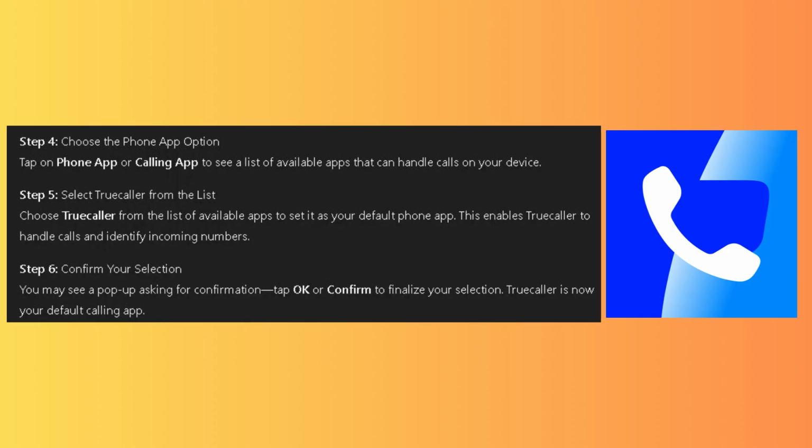Confirm your selection. When you see a pop-up asking for confirmation, click OK or Confirm to finalize your selection. Truecaller will now be your default calling app. Now you know how to set Truecaller as your default phone app.